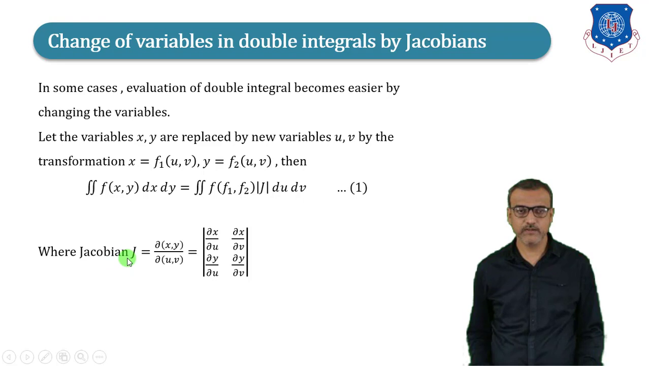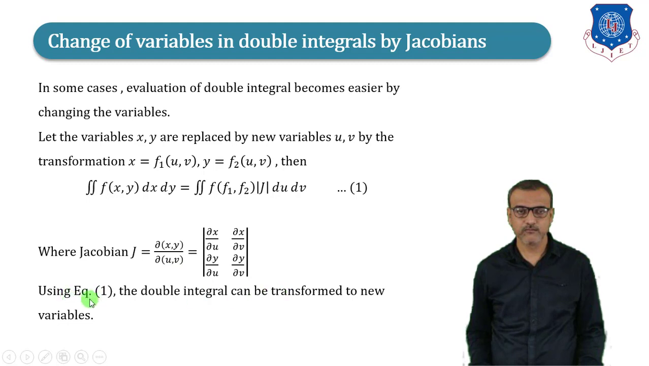where the Jacobian J equals del of x, y with respect to del of u, v, and this equals the determinant of del x by del u, del x by del v, and in the second row del y by del u, del y by del v. This is how we define the Jacobian J, which is del of x, y with respect to del of u, v. Using equation 1, the double integral can be transformed to new variables.